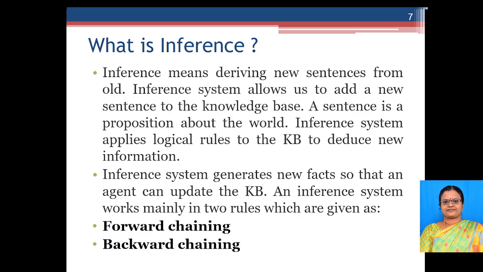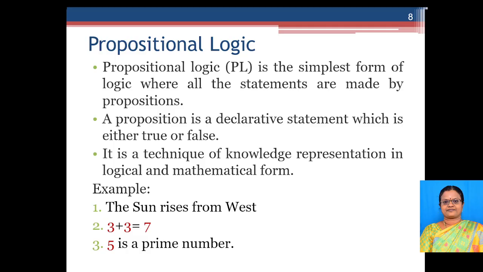So what is a sentence? It is a proposition about the world. The inference system applies logical rules to the knowledge base in order to deduce new information. The inference system works mainly in two ways: one is forward chaining and the other is backward chaining. These two topics we will see in the forthcoming slides. Before that, we will learn what propositional logic is.